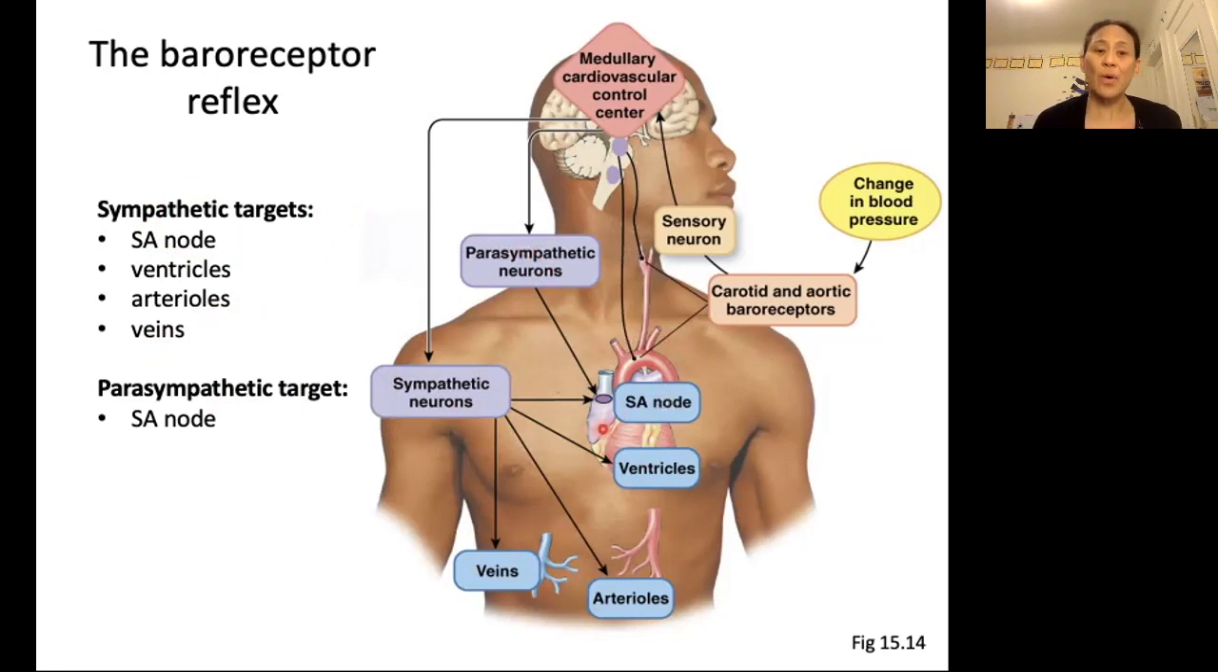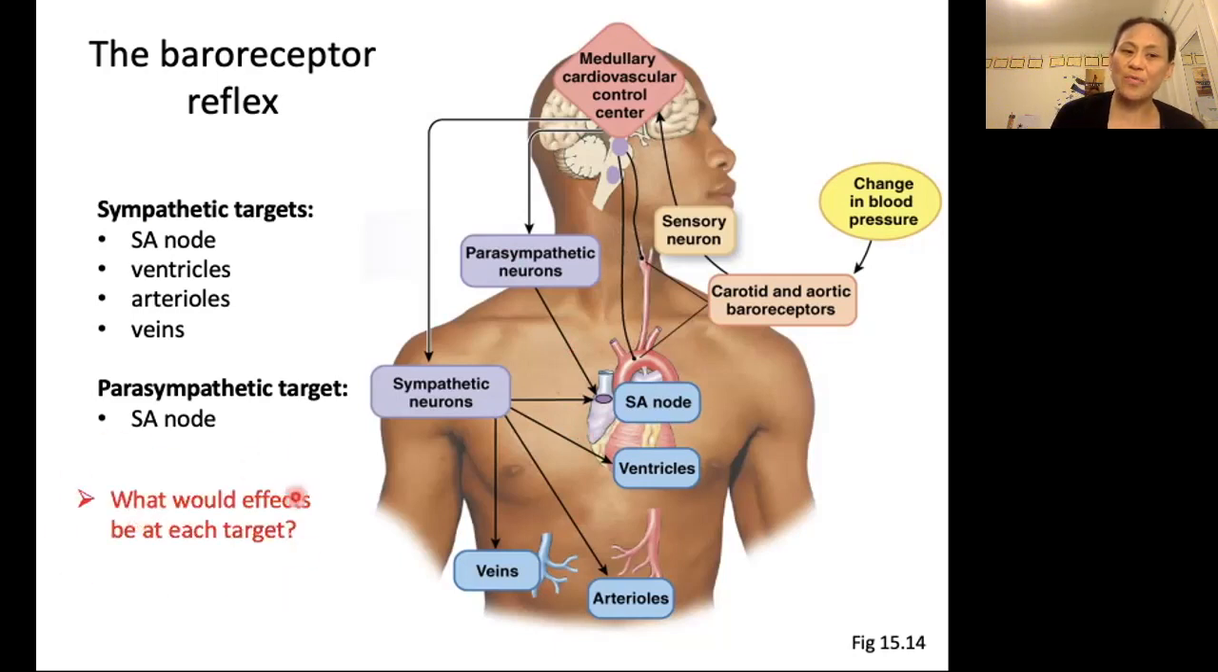What I would like you to do at this moment is to consider this question right here. Remember that the goal is to change blood pressure, but what exactly is going to happen at each of these targets that is going to have an effect on blood pressure? So please take a moment, hit pause, think about that question, and we'll come back to it.